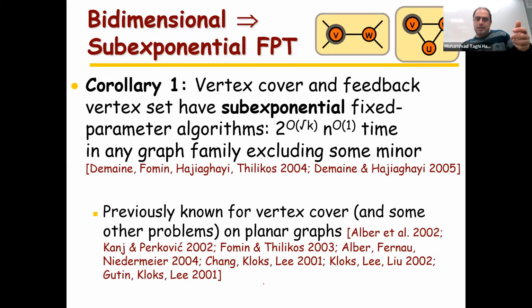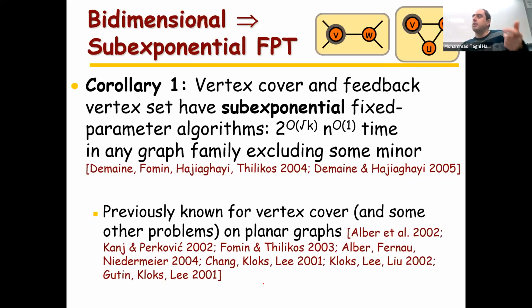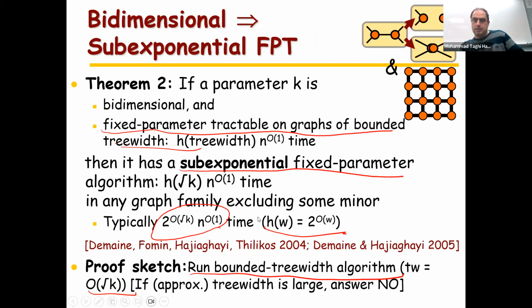Not only that, you can also get lots of PTASs. You can get a 1 plus epsilon approximation for these things, because bounded treewidth gives you some kind of vertex separators, and from these vertex separators you can get the PTASs. So I will stop here, and we will talk more about these applications next time and beyond.